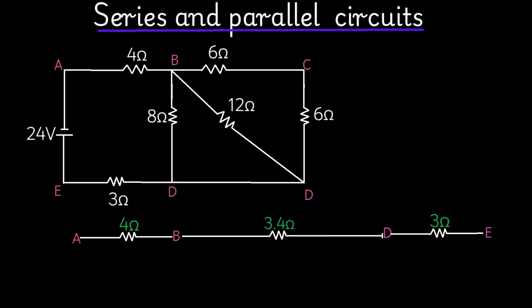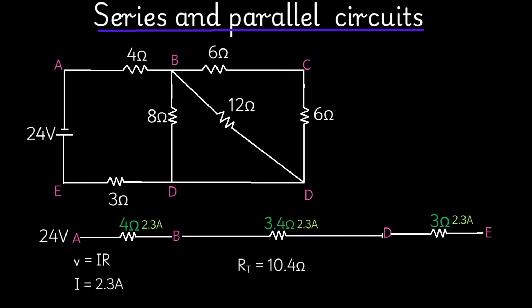Now you notice that we are left with this arrangement, and these basically are in a line. So these are in series. So we just add 4 plus 3.4 plus 3, and that gives us RT as 10.4 ohms. Now at this point A, you notice that we have our voltage as 24 volts. From Ohm's law, we know that V is equal to IR. To get I, it means we shall have our V, which is 24, over our RT, which is 10.4, and that gives us 2.3 amperes.